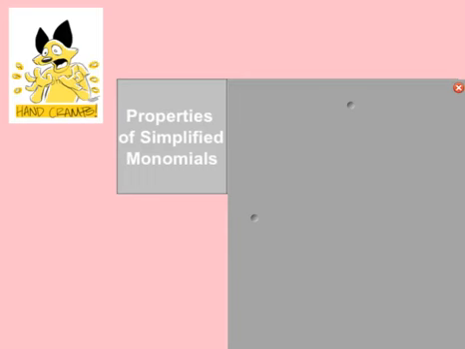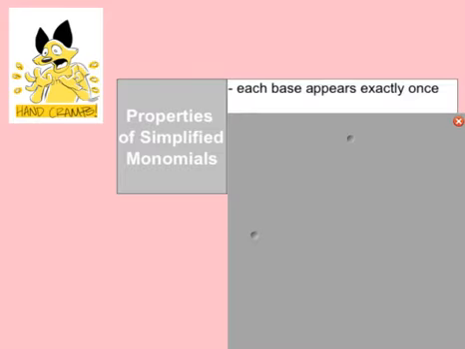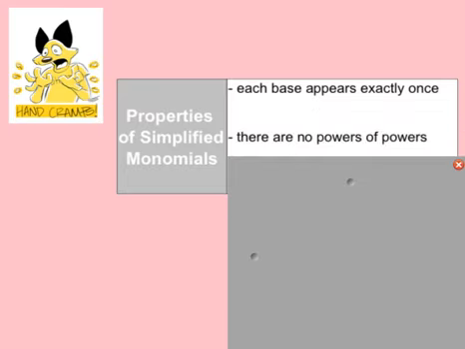Properties of simplified monomials. Okay, first one, each base appears exactly once. So for all those, we only wrote x or y one time in our final answer, or b and a one time. Make sure your bases are only appearing one time. There are no powers of powers. That's our parentheses deal. If you have a 2 out here and a 3 in here, that's not allowed, you've got to simplify that, so we can't have any of that.